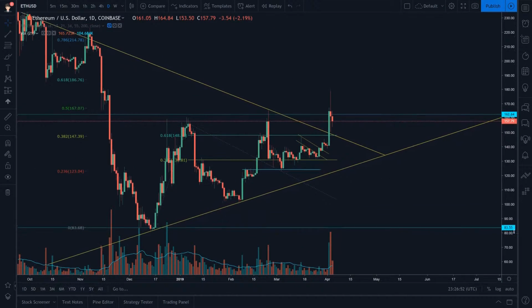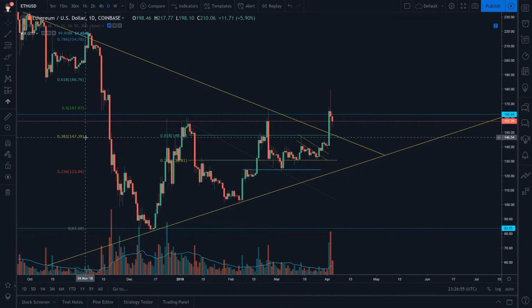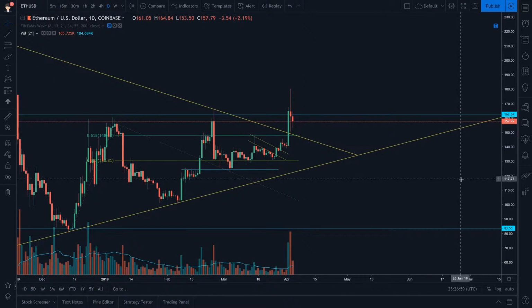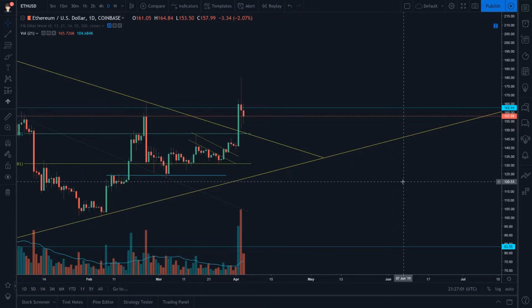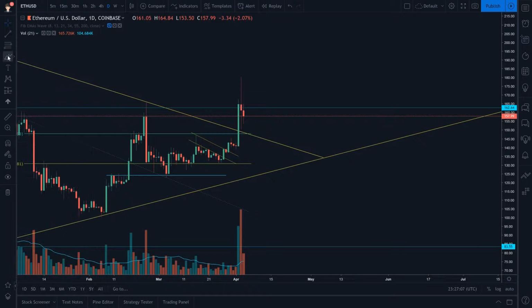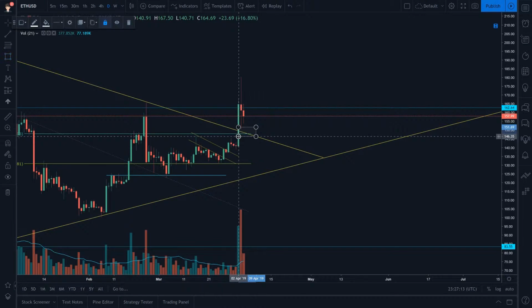One of the zones that I'm looking at here is this 382 618 confluent zone that is also lining up with this trend line. So you can see here, this zone is looking really nice. Let me just get a rectangle out here. And this is where I'm looking, here in this zone, for a buy.